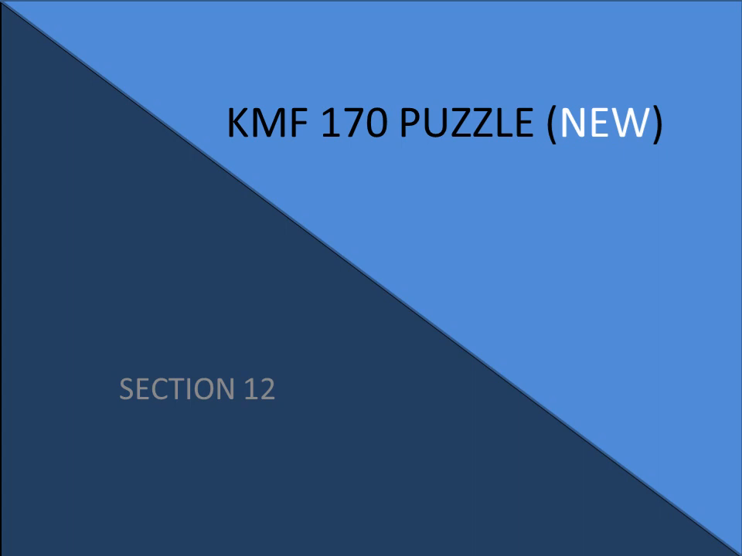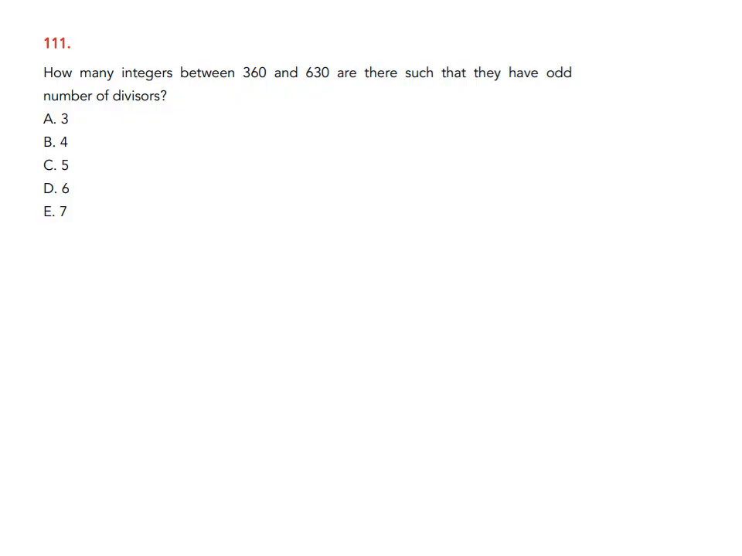Welcome to section 12 of KMF new 170 puzzle. Let us start with the first question. How many integers between 360 and 630 are there such that they have odd number of divisors?